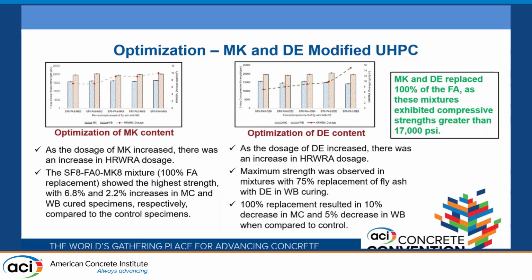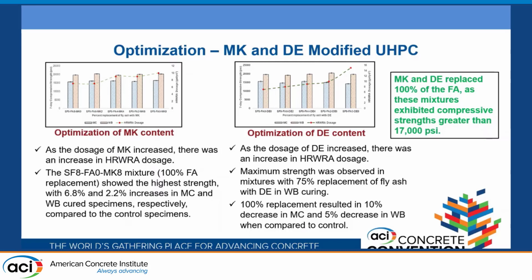In MK modified UHPC mixtures, the highest strength was achieved in the mixture SF8, FA0 and MK8, which is 100% replacement of fly ash, and the highest compressive strength is 20,210 psi when cured under the WB curing regimen, which is 2.2% more than the control mixture.